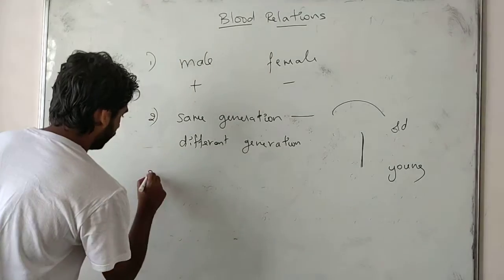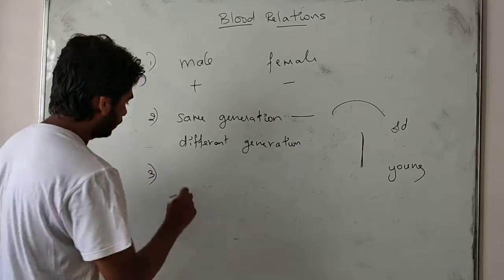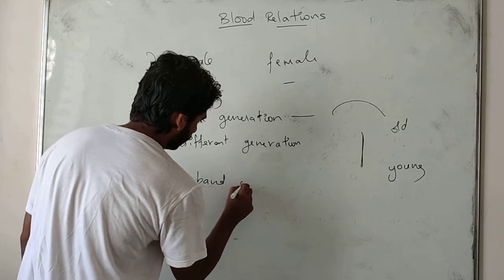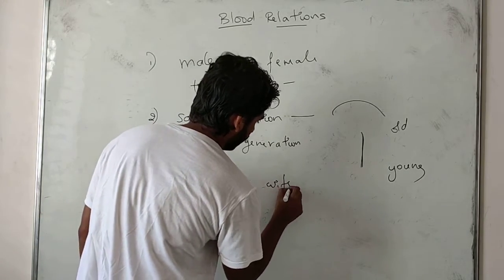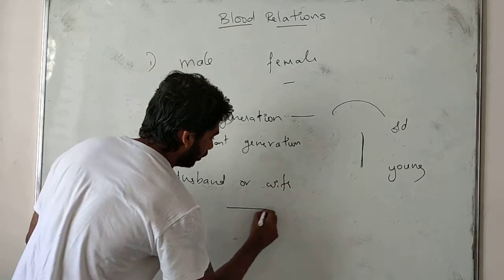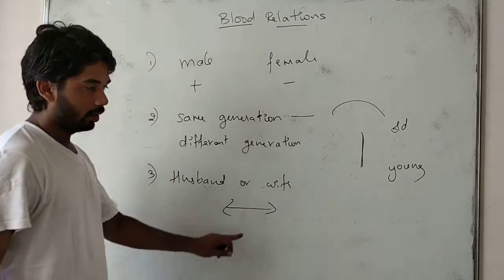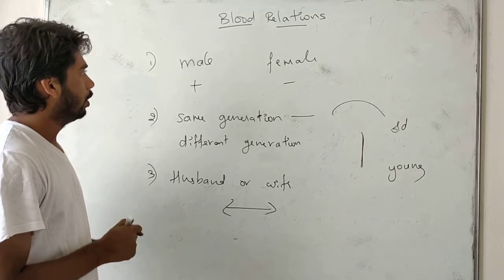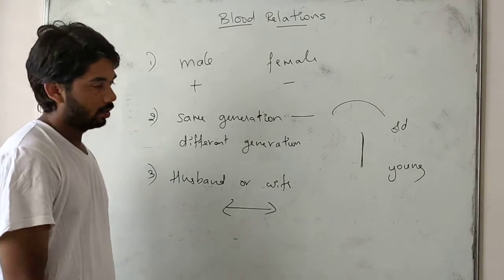Okay, third one, husband or wife. For husband or wife, you will be using this symbol, and these symbols will be written there. Okay students, note it down.